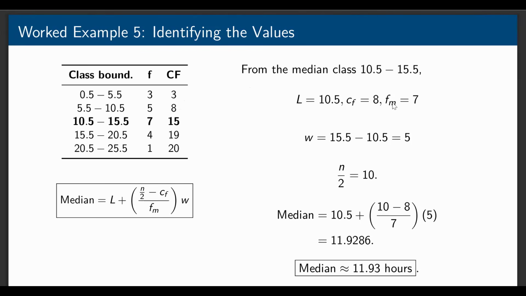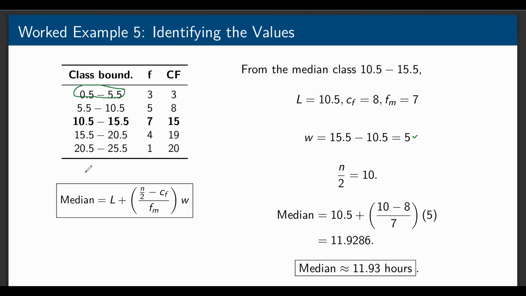Then FM is the frequency of the median class. The median class is here. Its frequency is 7. So we have 7 here. The class width is the difference between the upper class boundary and the lower class boundary of any of them. You can use any of them. I'll take the first one. The upper class boundary is 5.5 minus the lower class boundary of 0.5, and that's 5. So we say the class width is 5.